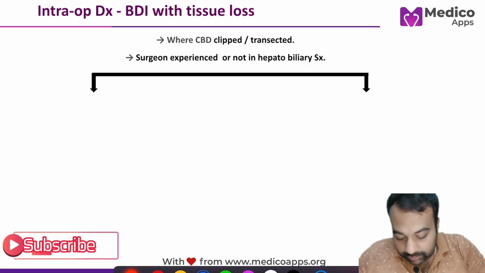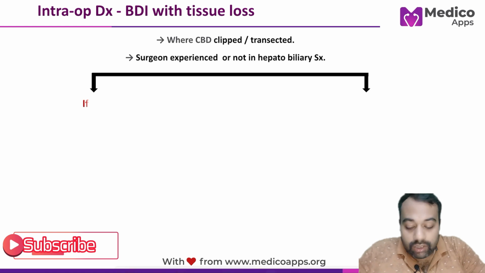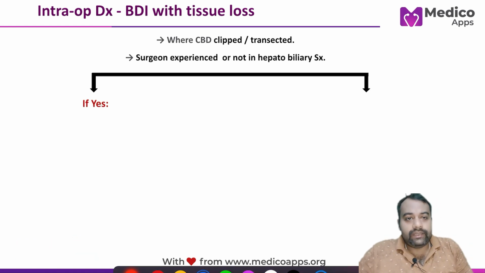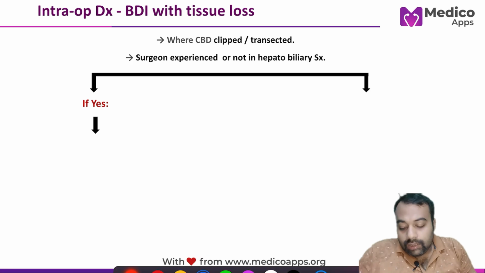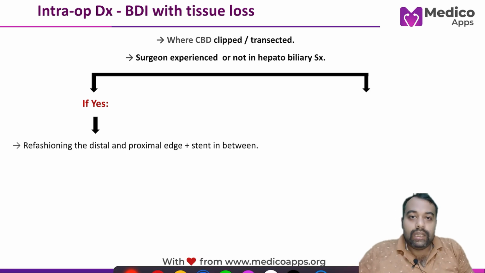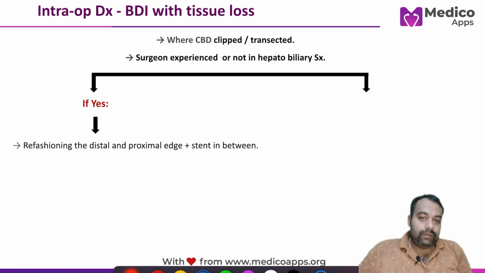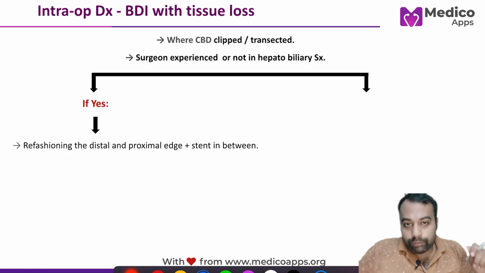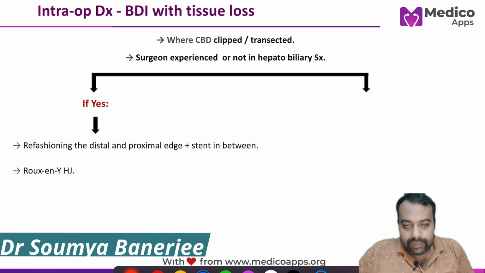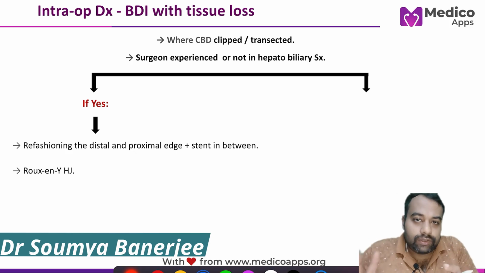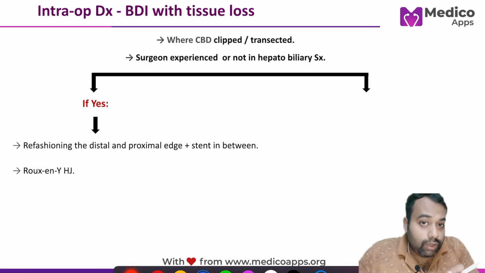If he or she is, then in that case it's pretty simple. The surgeon needs to go for refashioning of both edges, the proximal and the distal edge, and obviously put some stent in between in that case. And the main operation is going to be the Roux-en-Y hepaticojejunostomy. That's it.